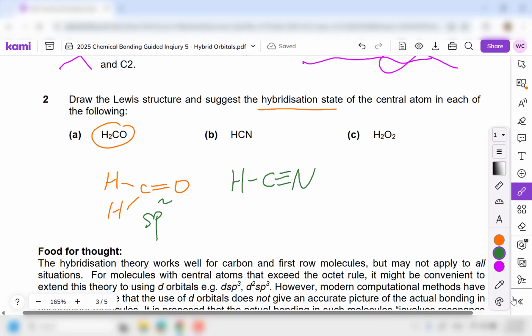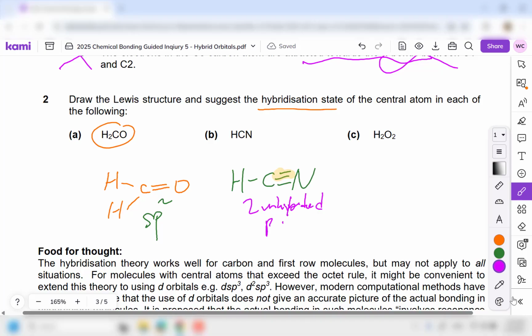Okay, the carbon forms 2 pi bonds. Right, I'm going to highlight the pi bonds to you. These are the pi bonds. Yeah, so again, it has 2 sigma bonds, 2 pi bonds. So that means that in order to form the 2 pi bonds, it must have 2 unhybridized p orbitals.